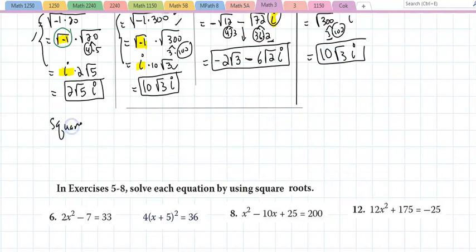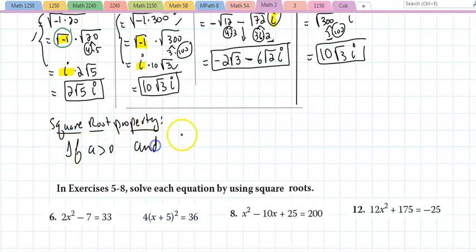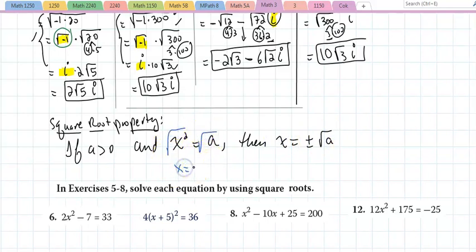Square root property. This is a special quadratic. And this is what it says. It says, if A is positive and x squared equals A, then x will equal plus or minus the square root of A. Basically, you square root both sides, and every time you square root both sides, you pick a plus or minus radical A. And that's pretty much what the square root property says.